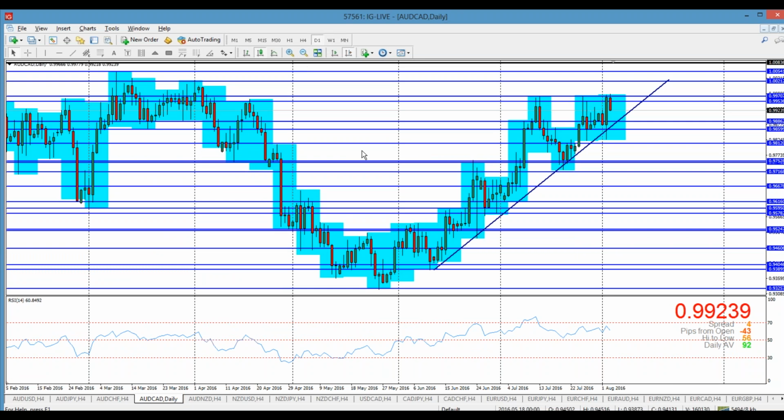Now we've left our targets open. What I'm looking for is really this trend line. This trend line has been intact from about the 15th of June. So for 6 weeks, this pair has been in an uptrend. So if this trend line can be broken, I would say that we can expect quite a bit of downside here.